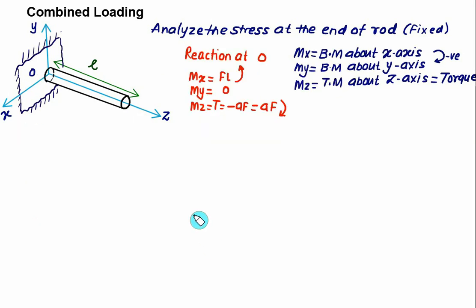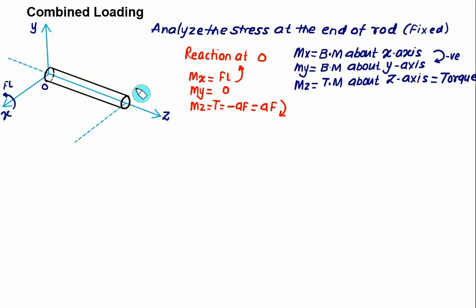So by taking the cross product here, we have obtained the reaction at point O. One reaction you have to show is Mx, the bending moment about the x-axis, that is equal to F into L. But you have to show it anticlockwise. So from this side you have to visualize and show the anticlockwise moment about the x-axis. So this one is an anticlockwise bending moment about the x-axis, F into L.